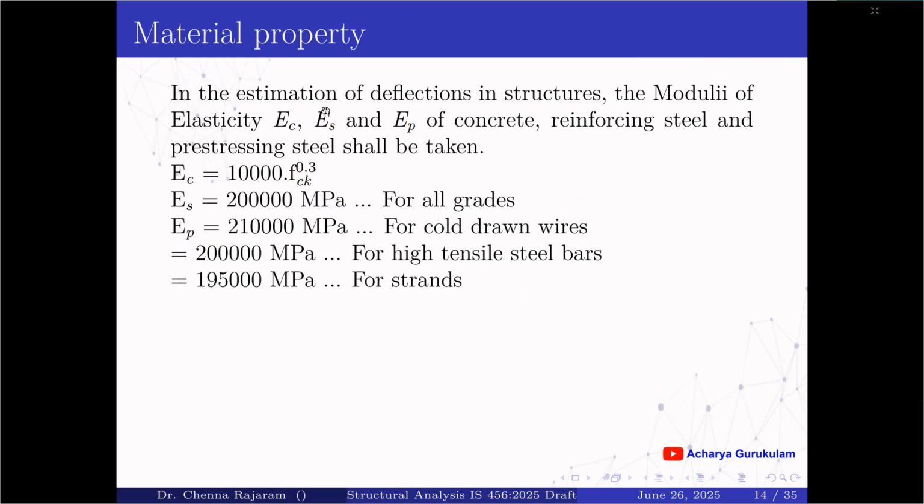Now here you can see, in the estimation of deflections in structures, the moduli of elasticity, Ec, Es, and Ep of concrete, reinforcement steel and pre-stressing steel shall be taken as follows. Ec, for concrete, is 10,000 fck to the power of 0.3. Es is 200 into 10 cube MPa, for all grades of steel, and Ep is equal to 210 into 10 cube MPa for cold drawn wires, 200 into 10 cube MPa for high tensile steel bars, and 195 into 10 cube MPa for strands.